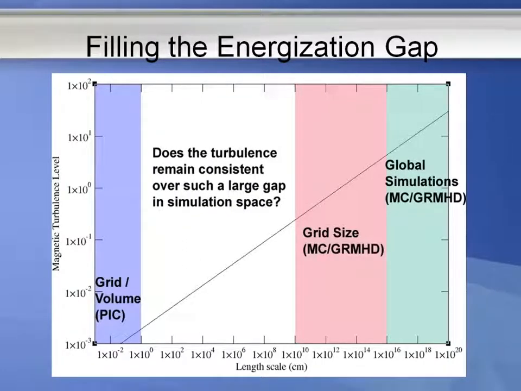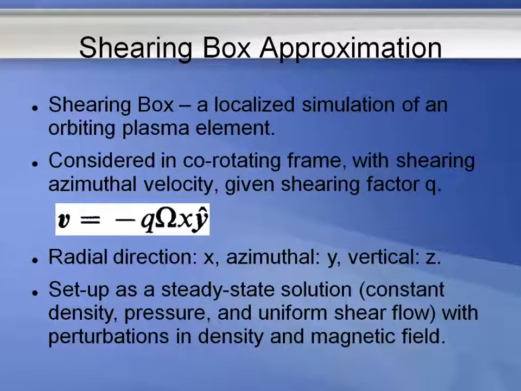In order to fill that space, what I've started working with recently are shearing box approximations. This is a very interesting way of doing MHD simulations, where you put your simulation into a co-rotating box. That is, we have a box of plasma that is orbiting around a black hole, and we're kind of riding along with it, seeing what it does as it does that.